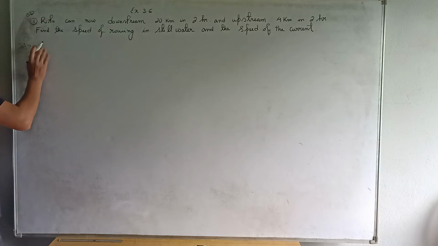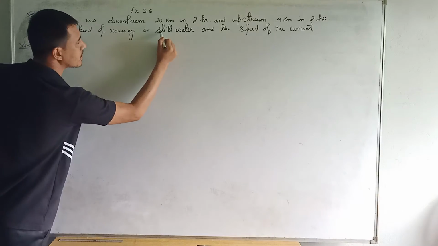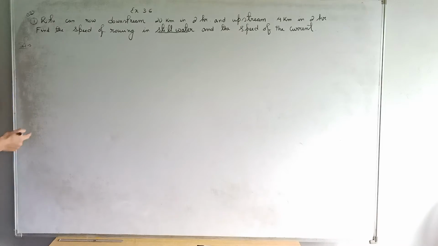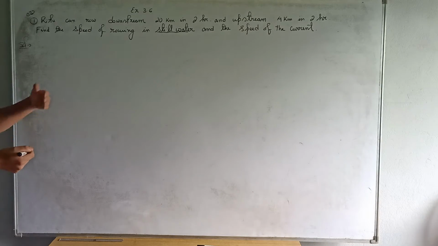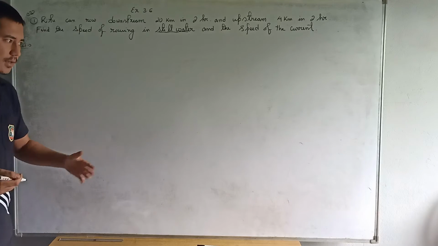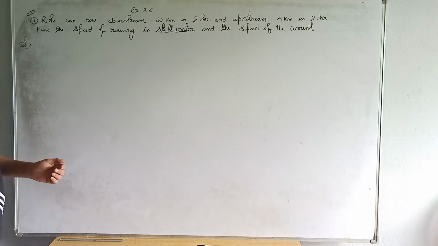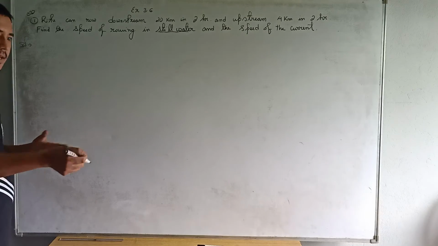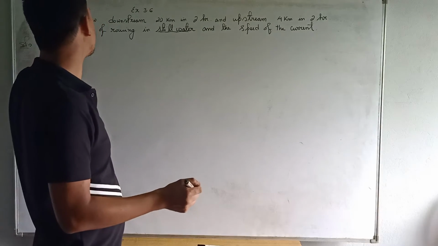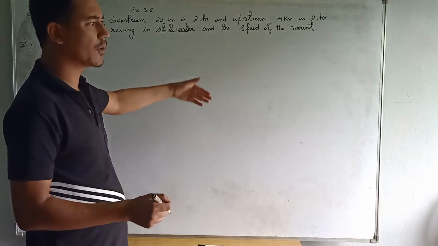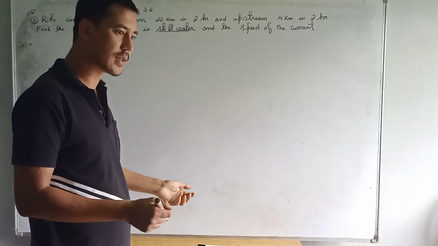So what are we asked to find out? Find the speed of rowing in still water. Suppose Ritu takes her boat and rows on a lake. An example of still water would be a lake or a pond. Water does not flow in either direction. So if Ritu rows her boat on a pond or a lake, we are asked to determine what her speed will be in that case.